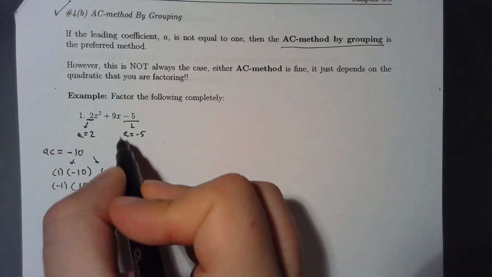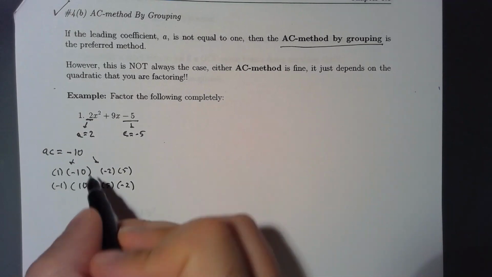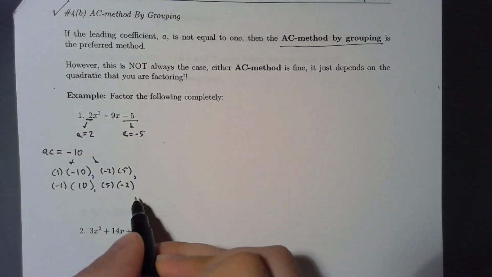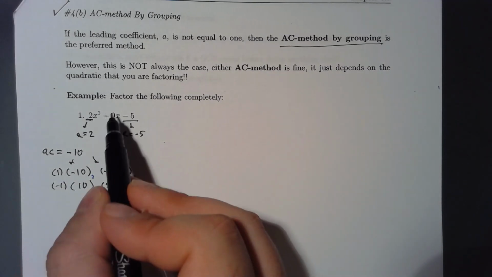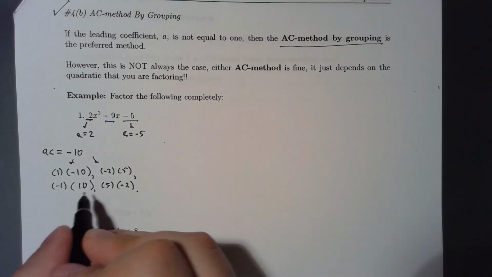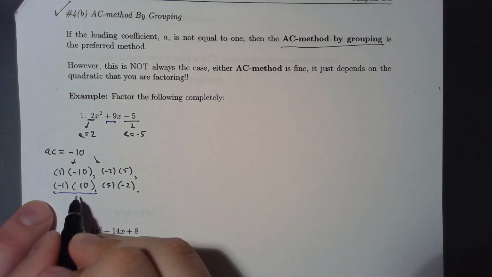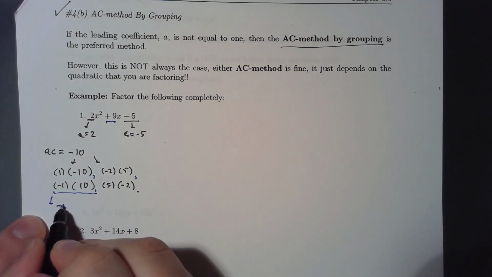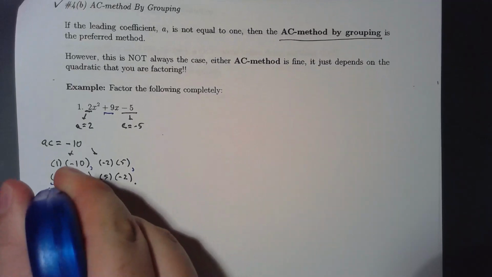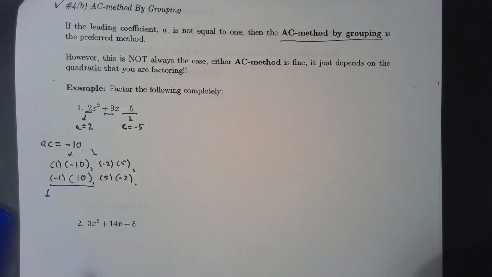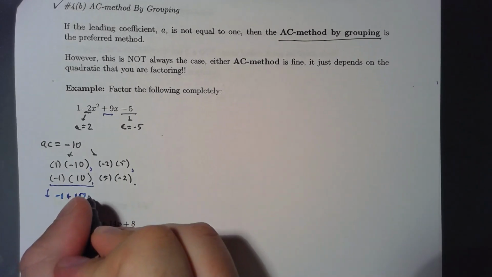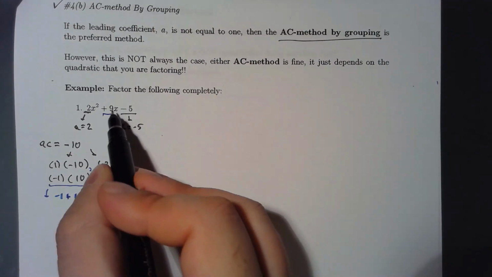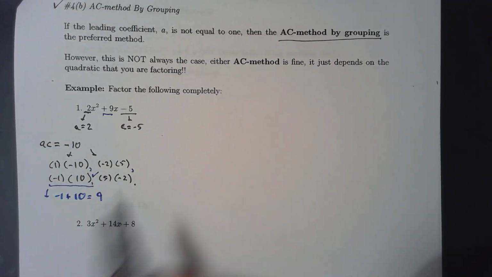When I'm using the AC method by grouping, which of these pairs, so I have this pair, this pair, this pair, and that pair, when I add these pairs together, which one's going to give me +9? Well, it's going to be this pair. If I add them together, what's -1 plus 10? It's 9. So this is the pair I want.